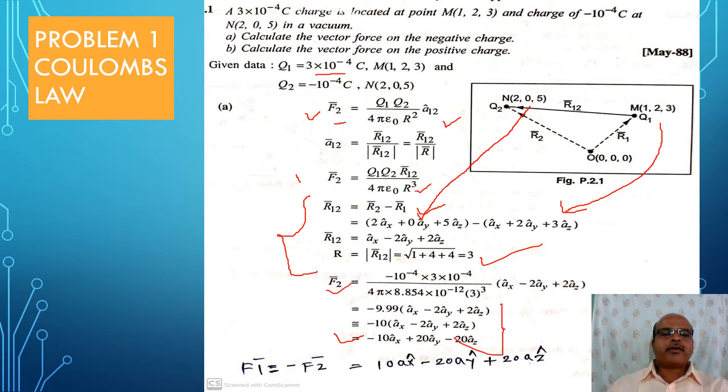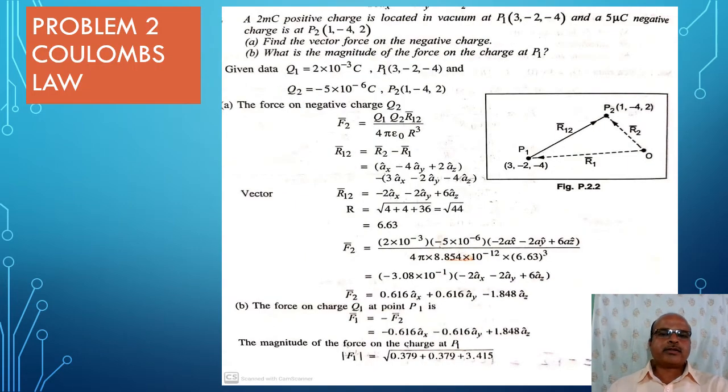Then next we are asked in the problem to calculate the vector force on the positive charge. If we want to calculate the vector force on the positive charge, we have the relation F1 bar is equal to minus of F2 bar. Therefore we will get the negative of this equation: 10 ax cap minus 20 ay cap plus 20 az cap. So we have solved this problem. So in the exam we can also solve this type of problem.